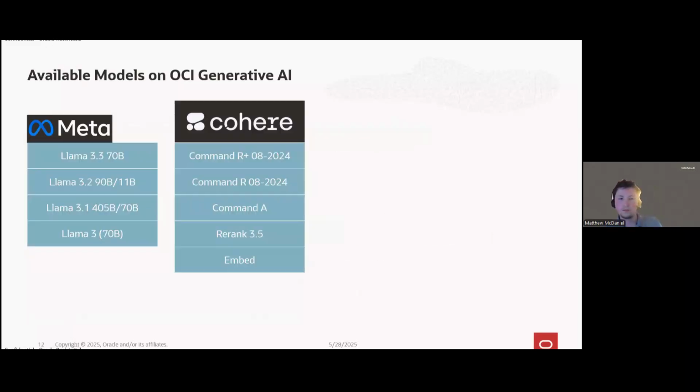One second. Okay. What models do we have available in Gen AI? So we have Llama and Cohere. Today, in this particular example, I will be using the Command R model, largely because it accepts a large amount of tokens and it is good at summarization.